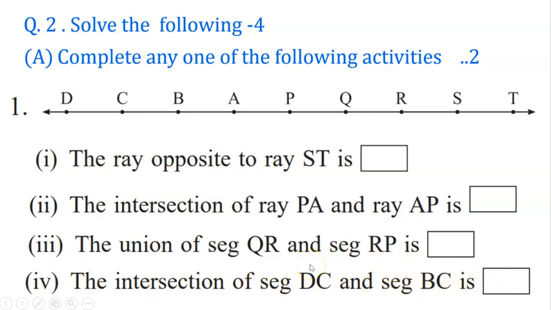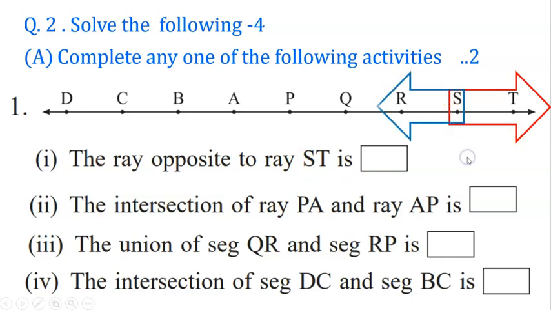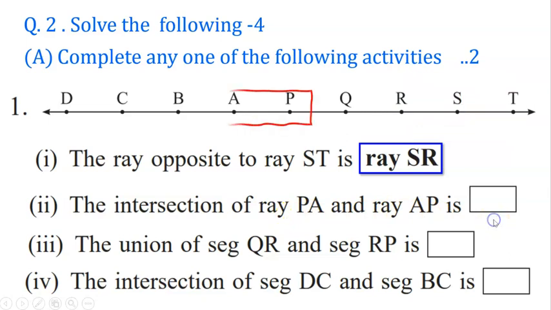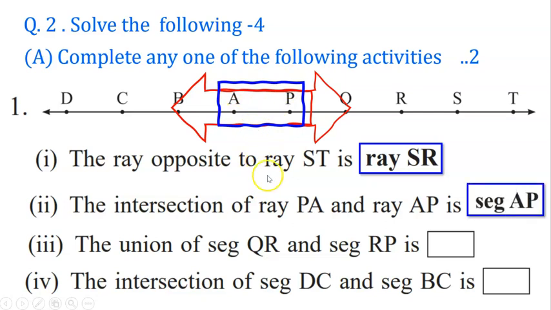Now we will solve this activity. The first, the ray opposite to ray ST is, see this here, this is the opposite ray, and that is ray SR. This is the answer. Next, the intersection of ray PA and ray AP is, see this here, ray PA and ray AP, their intersection, their common part, that is nothing but the segment AP. Their intersection is segment AP.